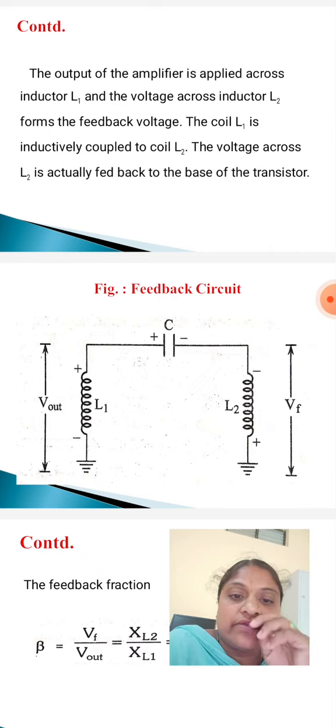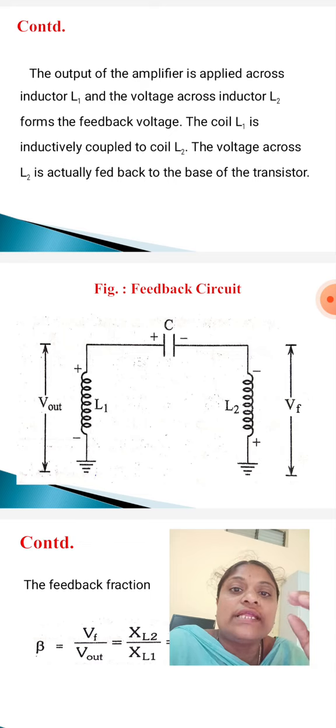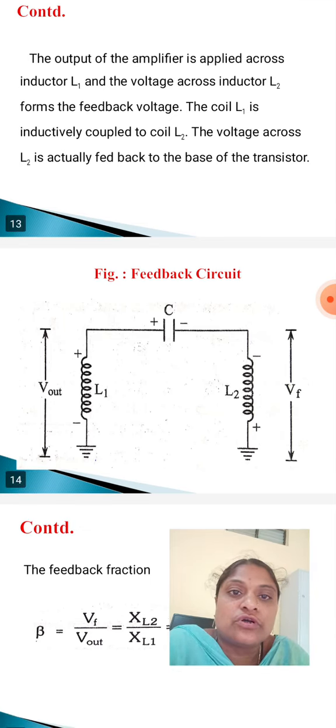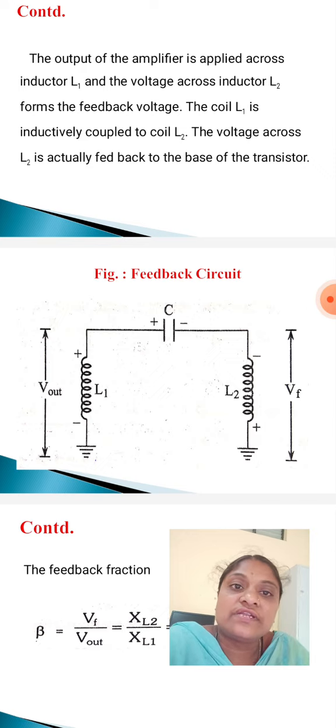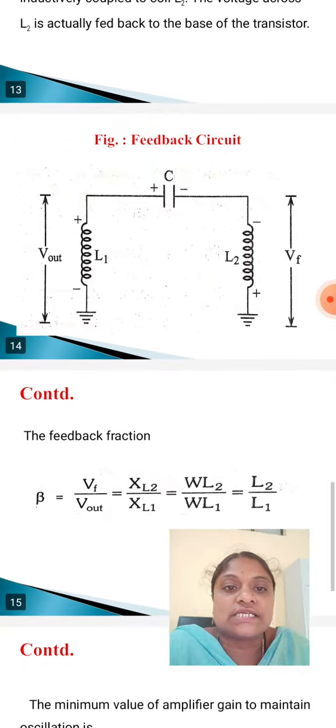So here, the coil L1 is applied to the output voltage, and the coil L2 is applied to the feedback voltage VF. The coil L1 is inductively coupled to coil L2. So the voltage across L2, VF, is actually fed back to the base of the transistor.